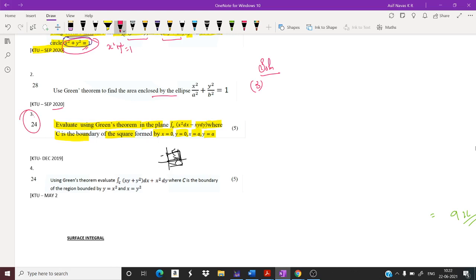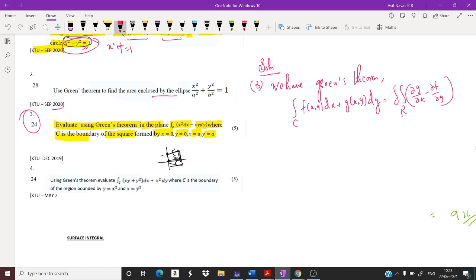So first we will write what is Green's theorem. We have Green's theorem: the integral over C of f(x,y) dx plus g(x,y) dy is equal to the double integral over R of (∂g/∂x minus ∂f/∂y) dx dy.